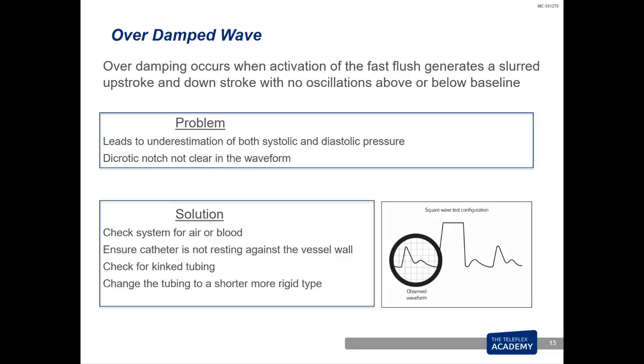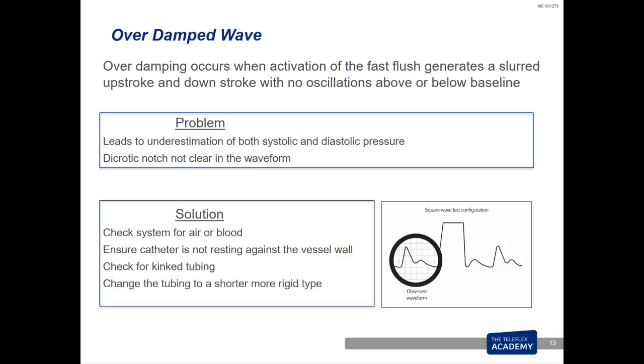Remember, an overdamped wave is also going to be caused by a kinked or malpositioned catheter. So if your arterial catheter is bent at the insertion area, you definitely want to apply an arm board to fix this problem. Change the tubing to a shorter, more rigid type of tubing if the patient has returned from the operating theater with an extra amount of extension tubing placed in the arterial transducer.